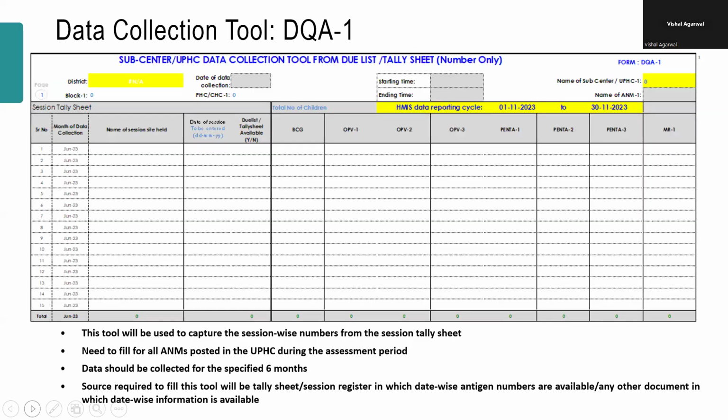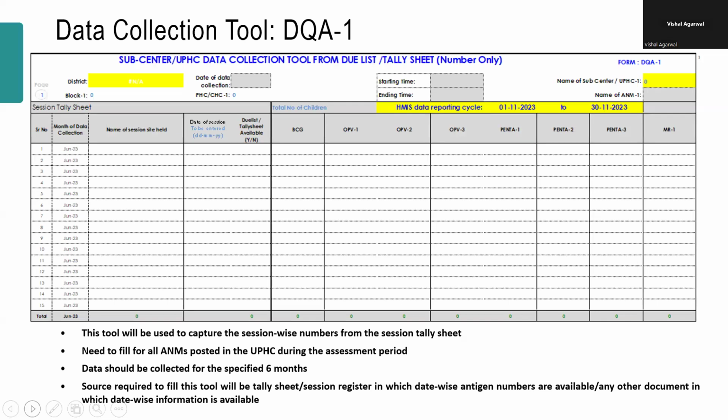So now we can discuss a specific tool. This is an image of DQA 1. You can see this is an Excel format in which the name of the session site, date of sessions, whether the tally sheet or due list was available or not, and the number of antigens given on a particular date are recorded. This tool will be used to capture the session-wise numbers from the session tally sheet or due list, or any other source in which session-wise numbers can be found at the health facility. This tool needs to be filled for all the ANMs, all the health workers posted at the particular health facility.